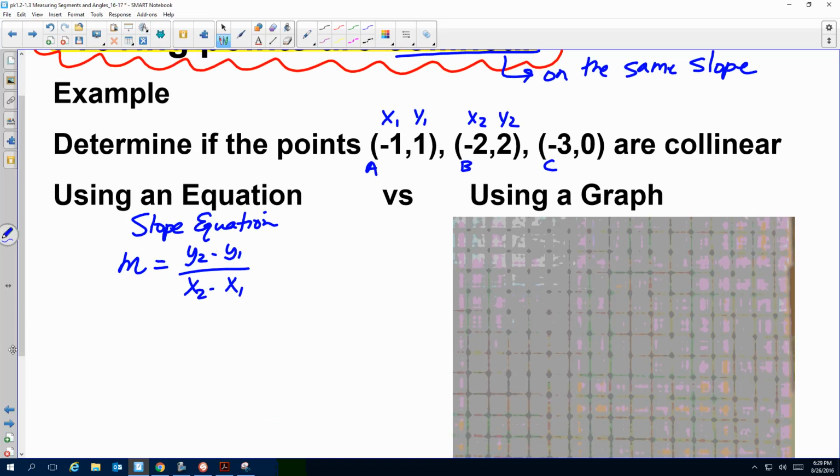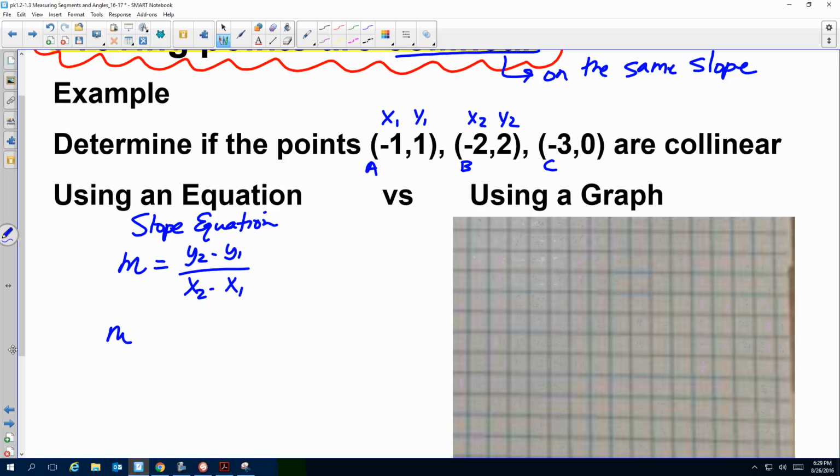So for our first point, we're doing 2 minus 1, that's y2 minus y1. And then x2 minus x1, so that was negative 2 minus negative 1. So 2 minus 1 is just 1. Keep, change, because we're dealing with negatives. Some of y'all do that. This would be a negative 1. So the slope, actually, 1 over negative 1 is just negative 1. So we're going to box that.